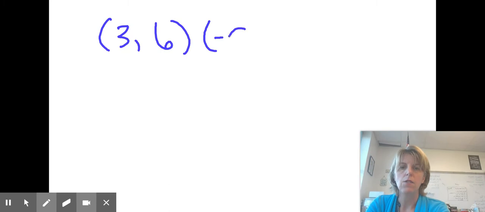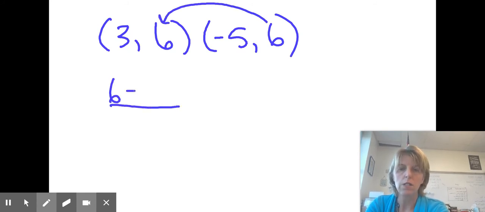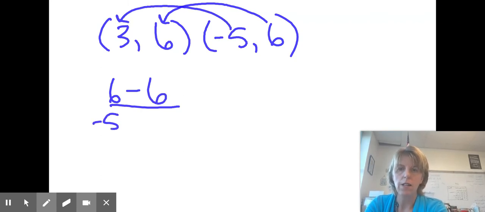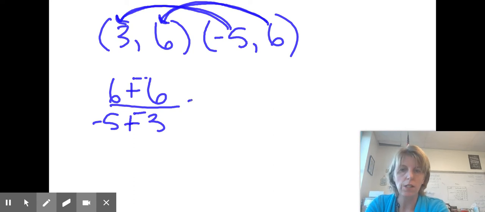What if I have something like (3, 6) and (-5, 6)? If I were to graph these 2 points, or do the formula, my numerator is y2 minus y1, so it's 6 minus 6, and it's x2 minus x1, so -5 minus 3. So y minus y, x minus x. So you get -8, change it to add the opposite. Don't take a shortcut on these, you'll mess up. You get 0 over -8.